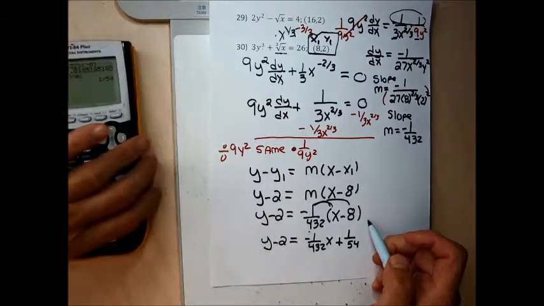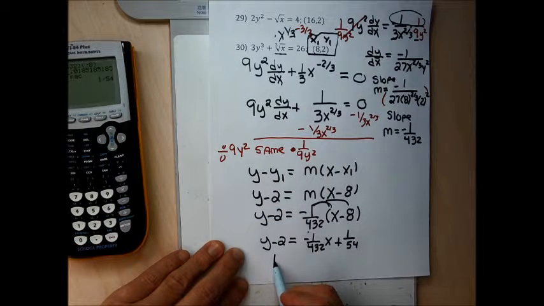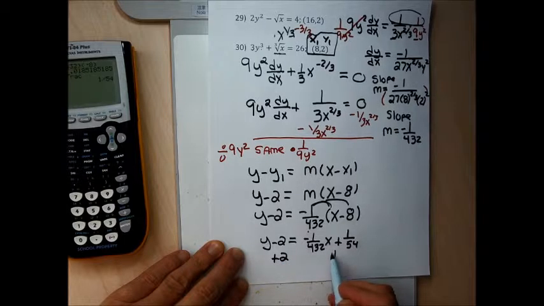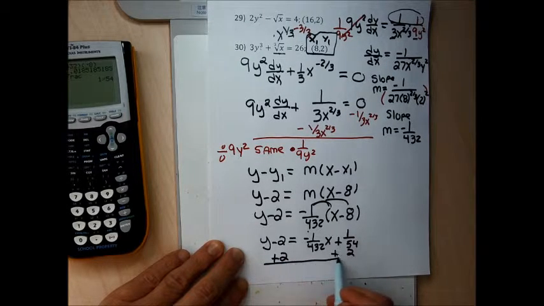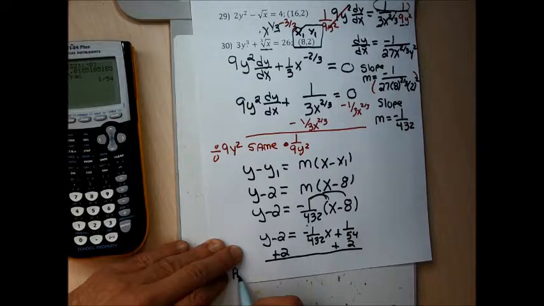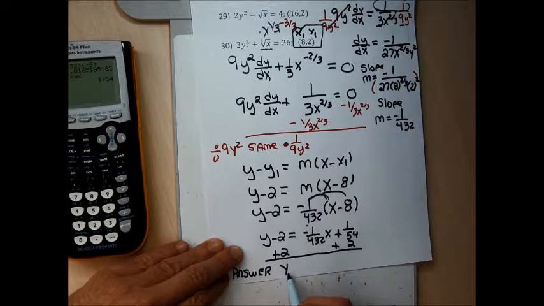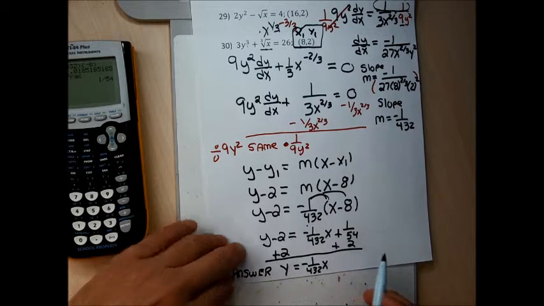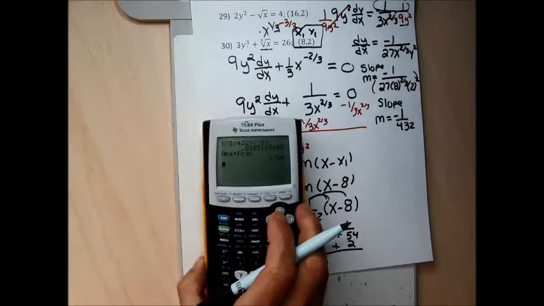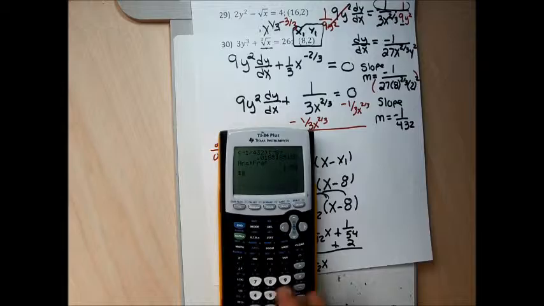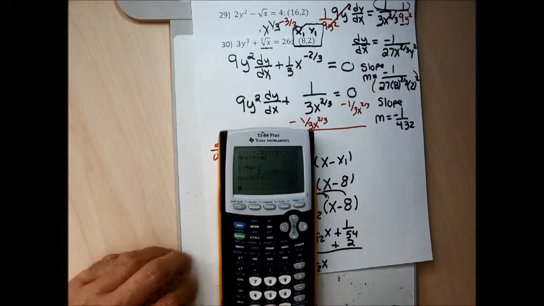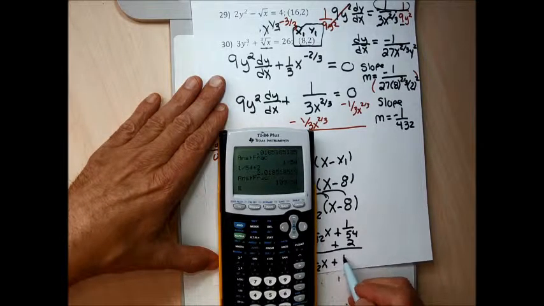Not quite done. To finish this problem up, I'm going to add 2 to both sides. And this is going to take me to the answer, because on the left side, I'm going to have the y solved for, and that's my goal for all these, find an equation of a line. On the right side, the negative 1 over 432x is just going to hang out and not change. And then to add 2 plus 1 over 54, I'm going to do my calculators for that. I'm going to go 1 divided by 54 plus 2 and do math enter, enter. And I'm going to get plus 109 over 54.